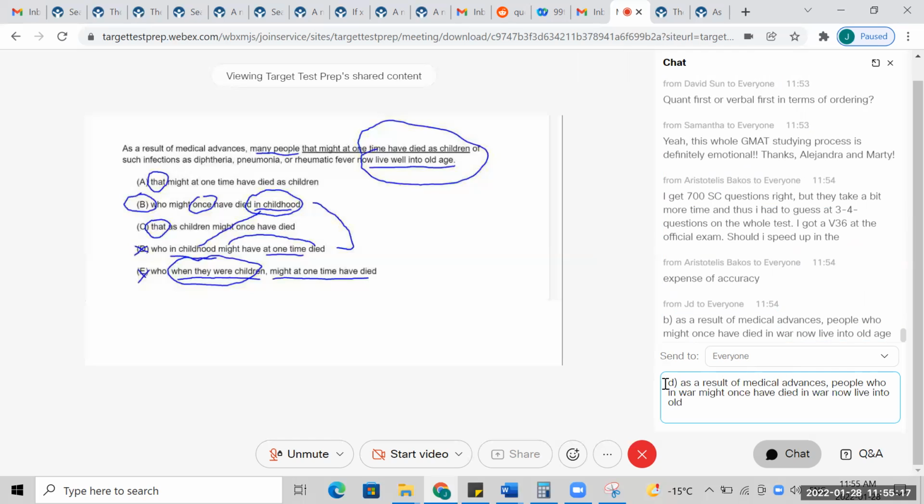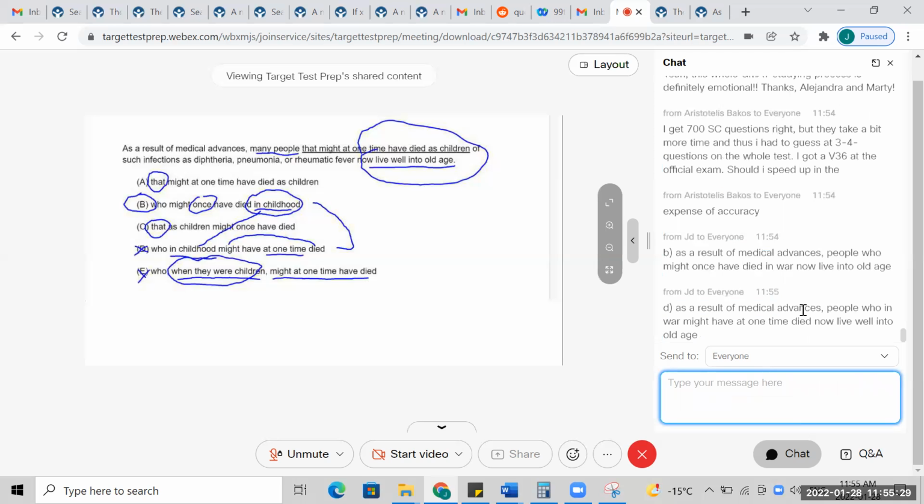Okay. Oh, someone put up an analogy. As a result of medical advances, people who might once have died in war now live to old age. Perfect. Yes, exactly. That's pretty good.